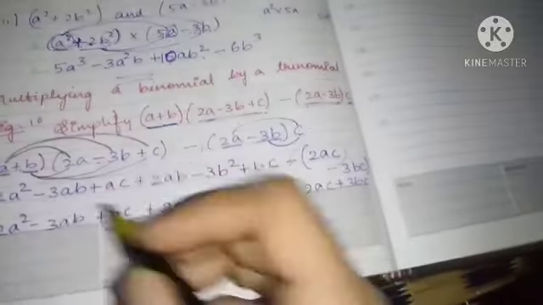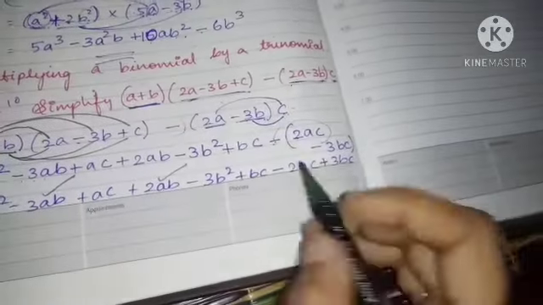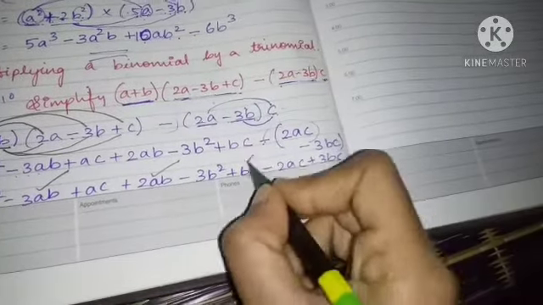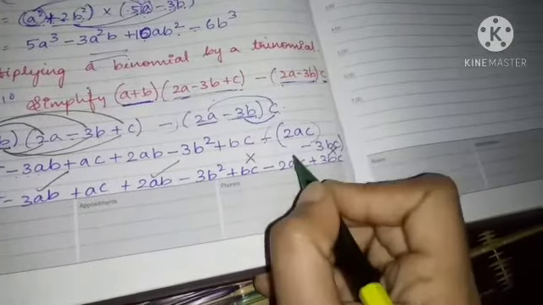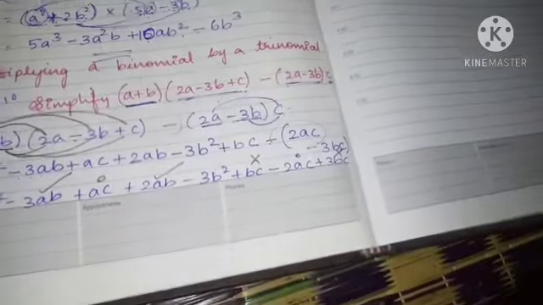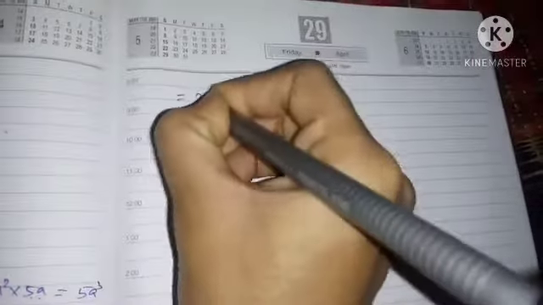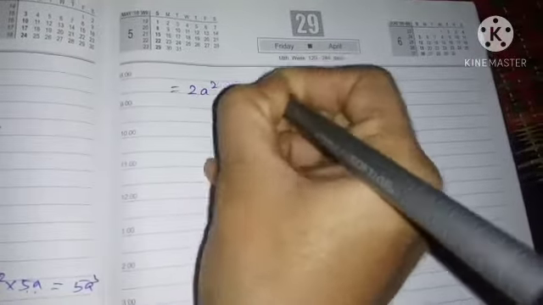Now listen, ab terms, 1, 2, that's all. bc terms, ca terms, then a square, b square. So first I am writing a square terms, 2a square minus 3b square, correct? 2a square minus 3b square. This is all single term, so I have written separately.